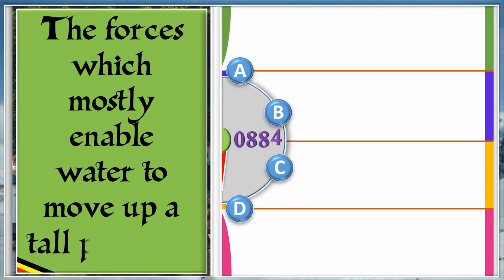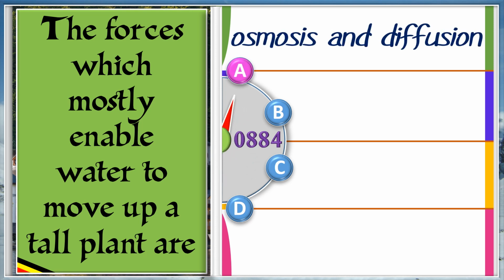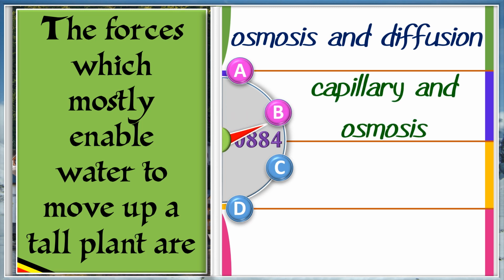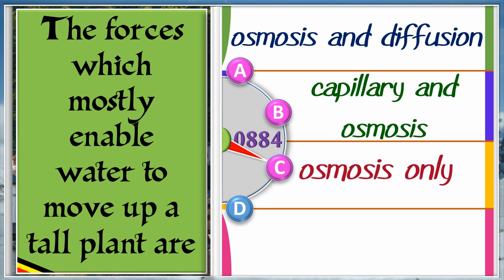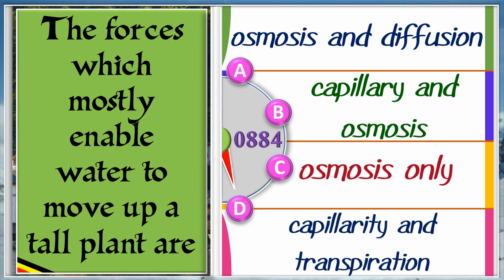The forces which mostly enable water to move up the tall plant are: A. Osmosis and diffusion. B. Capillary and osmosis. C. Osmosis only. D. Capillarity and transpiration. And the answer is D. Capillarity and transpiration.